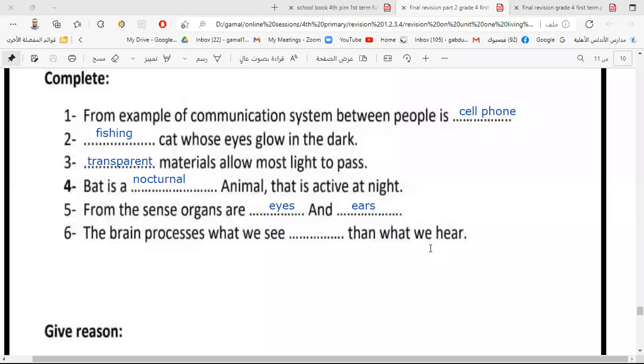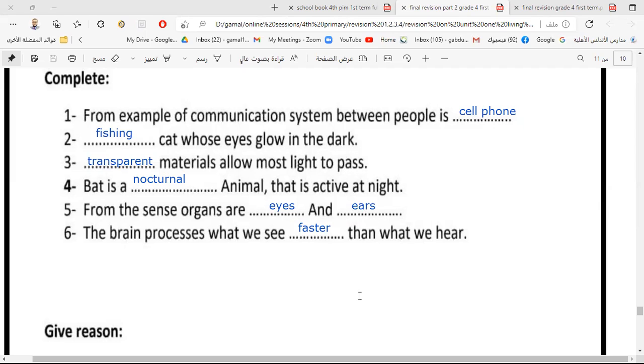Brain. What we see, faster or slower? Faster. Yeah, you are excellent, my son. The brain processes what we see faster than what we hear. Right, faster. Excellent, Malik. Right, faster only. Okay. Thank you very much, Malik.